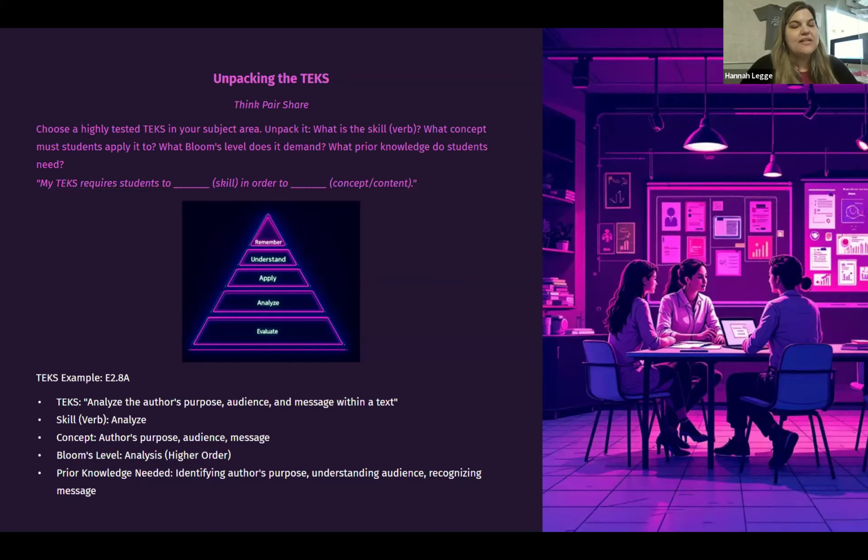The Bloom's level is analysis, which is a mid-level but higher order. And the prior knowledge needed is identifying author's purpose, understanding audience, and recognizing message. So it's never safe to assume that students know all of the prior knowledge.